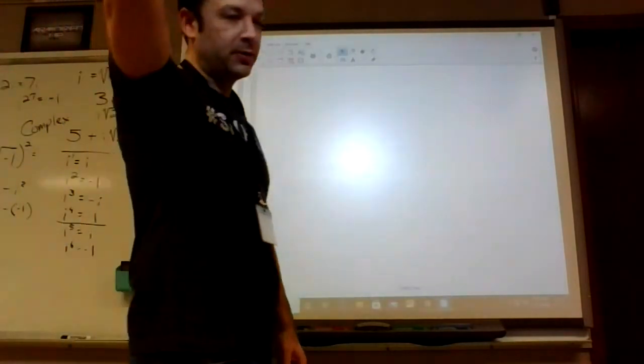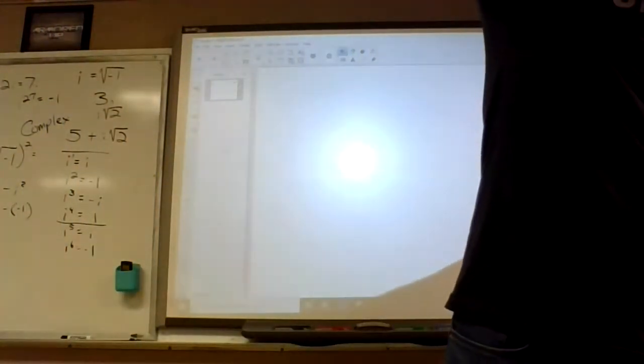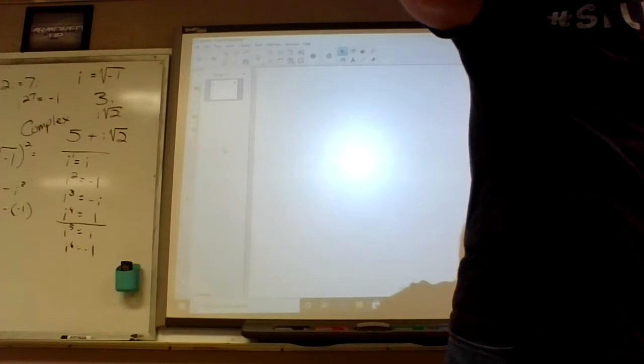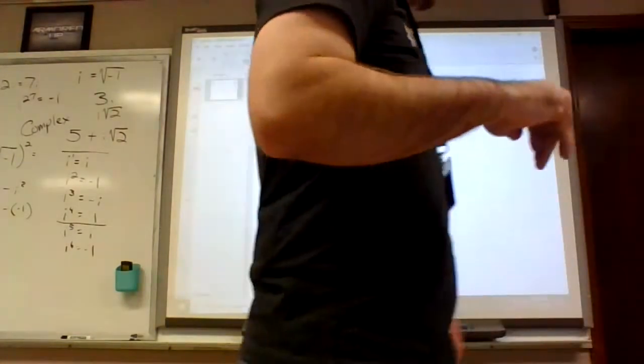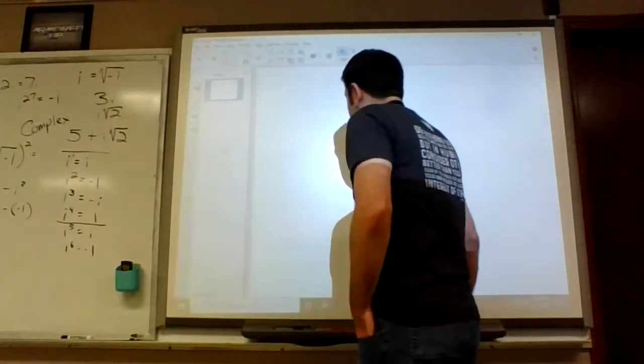Okay, so number 1, it says write each number in standard complex number form, a plus bi. So 7.